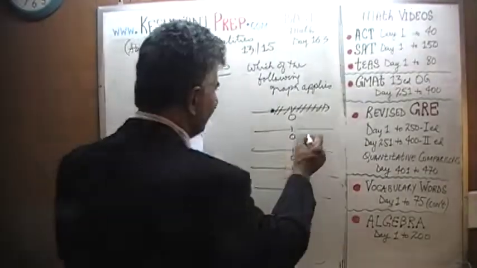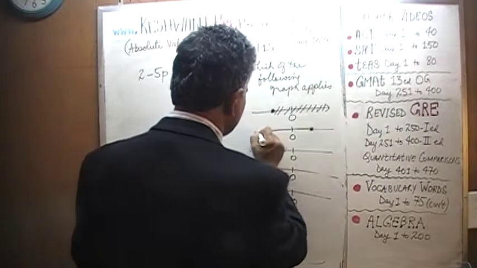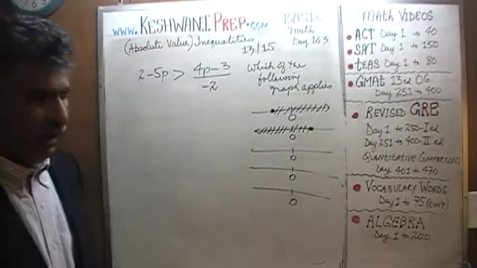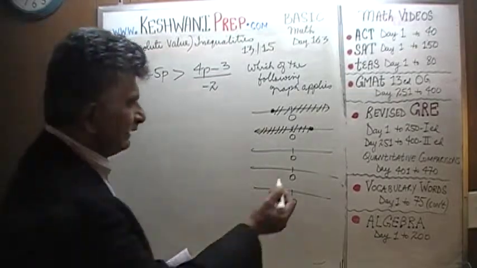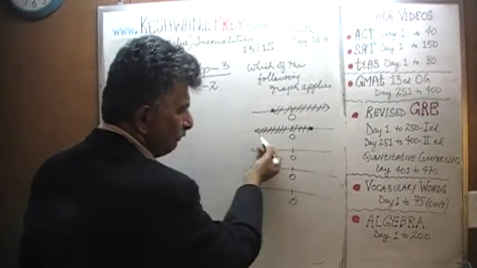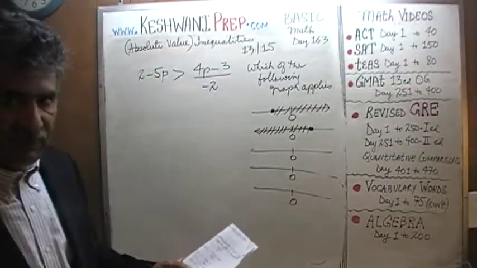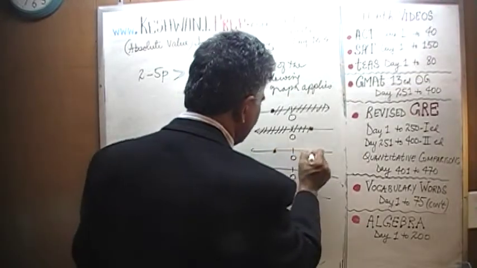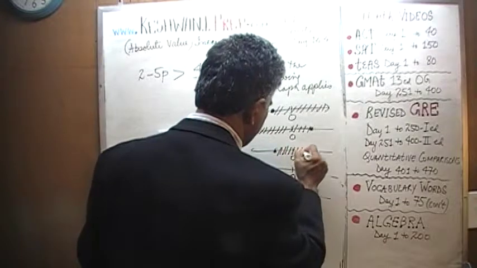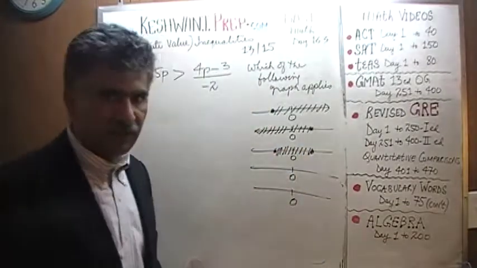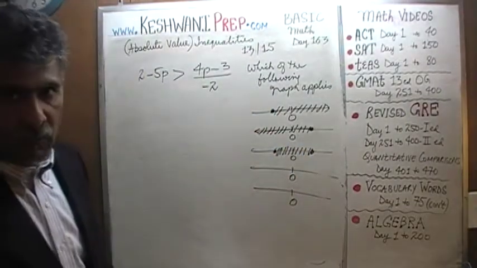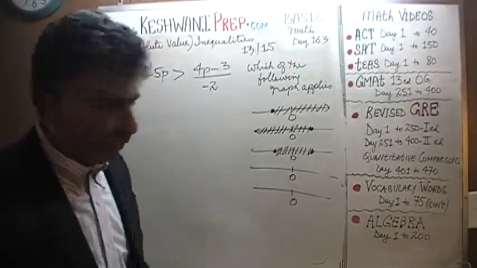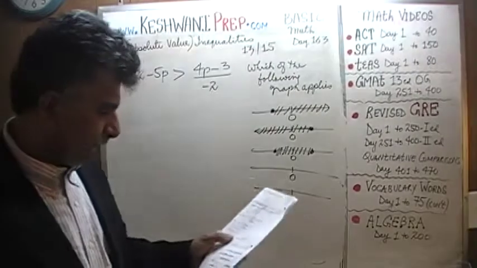Answer choice B says that p has to be less than some positive quantity. Answer choice C says that it has to be between some negative and positive quantity. There are no numbers here. These are generic graphs, and the lines are not drawn to scale. Do you understand?